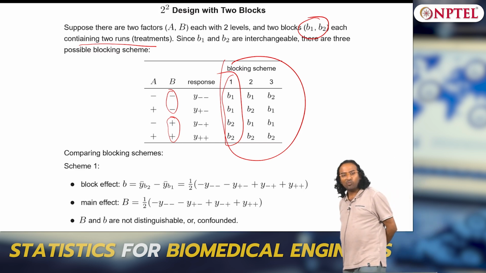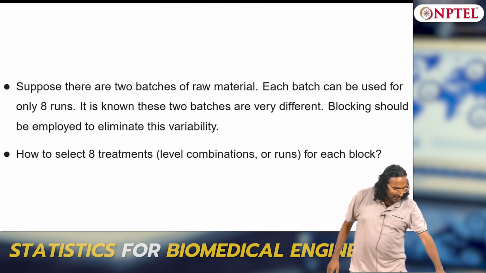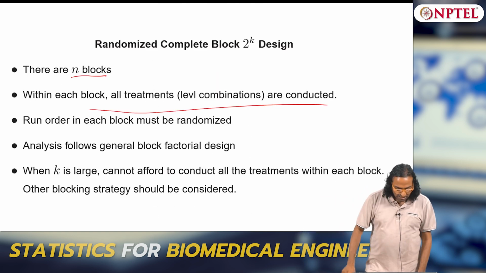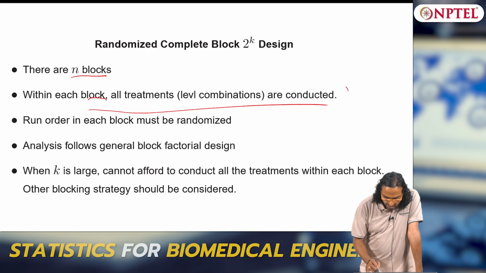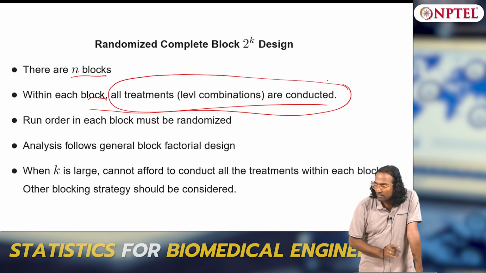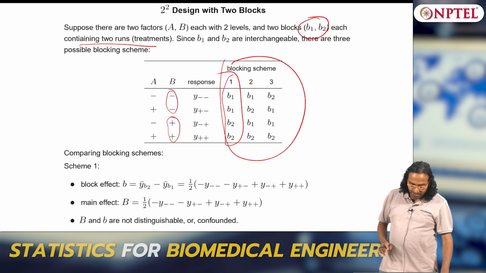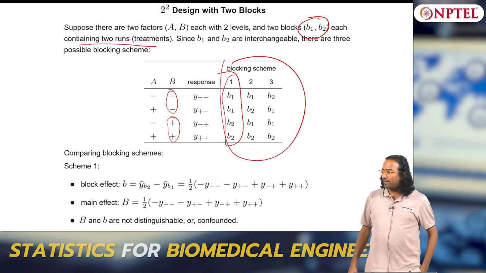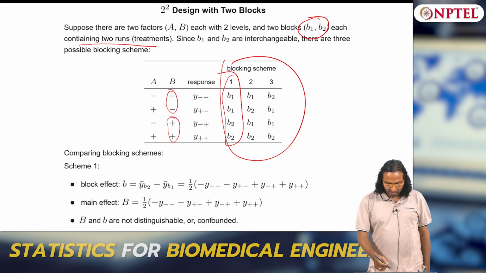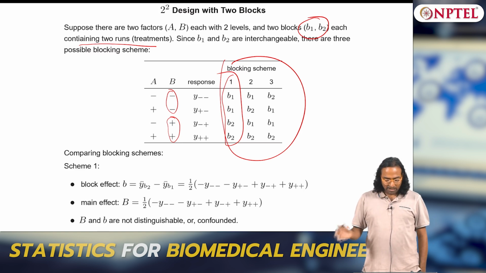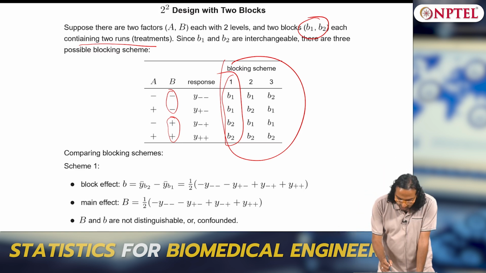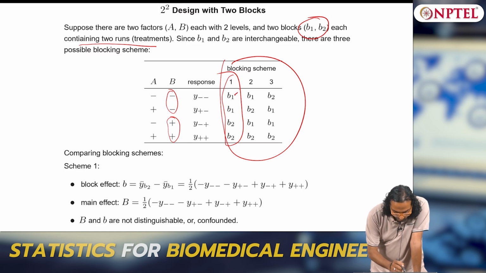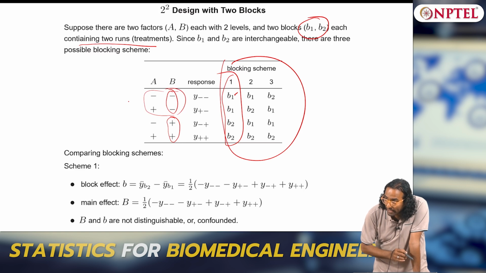Yes or no? You understand my question? What is the first statement we had? There are n blocks and within each block all treatment levels are conducted. So block B1, have we conducted all? No, right? Let us say blocking scheme 1, within each block all treatment levels have to be conducted. Did we do that? Look at this, B1 is the block 1, all treatment combinations are conducted? Obviously no. Why? I do not even have A as positive at all.